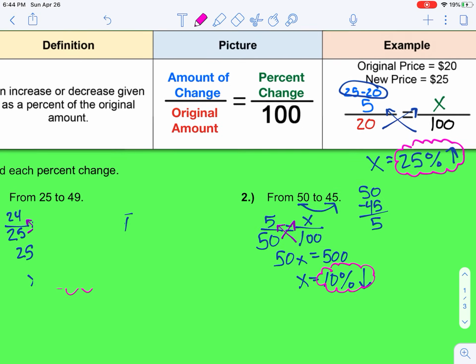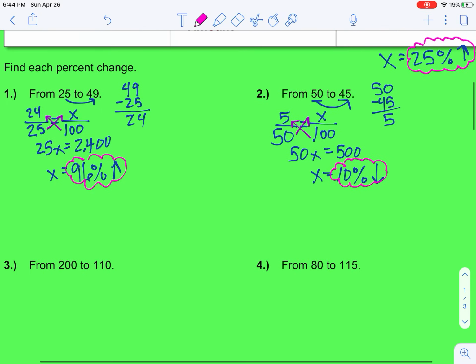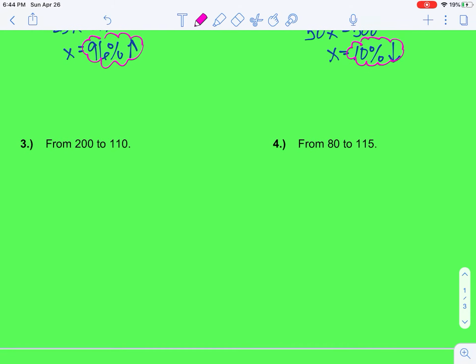All right, so we did one example where we have a percent increase. We did one example where we have a percent decrease. There are two more problems here on your notes. If you would like to do those, you're more than welcome. If you'd like me to send you a video or you want to talk on Google Meet, we can do that, and we can do those problems together.